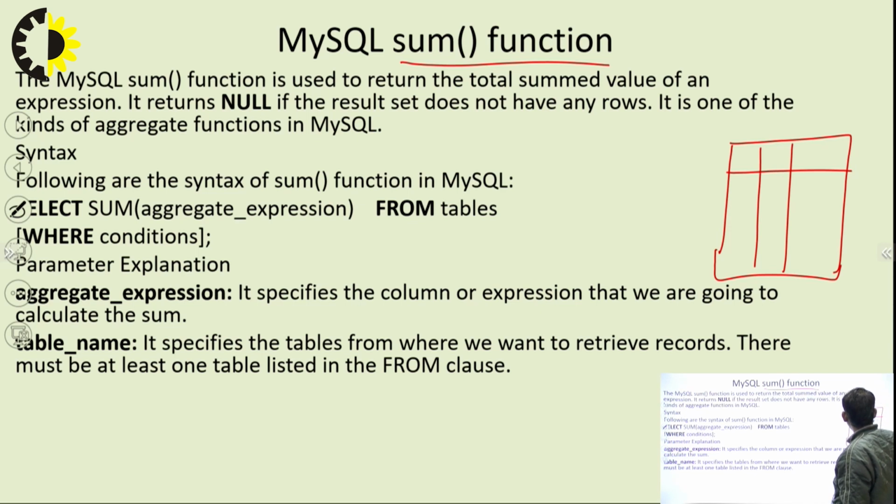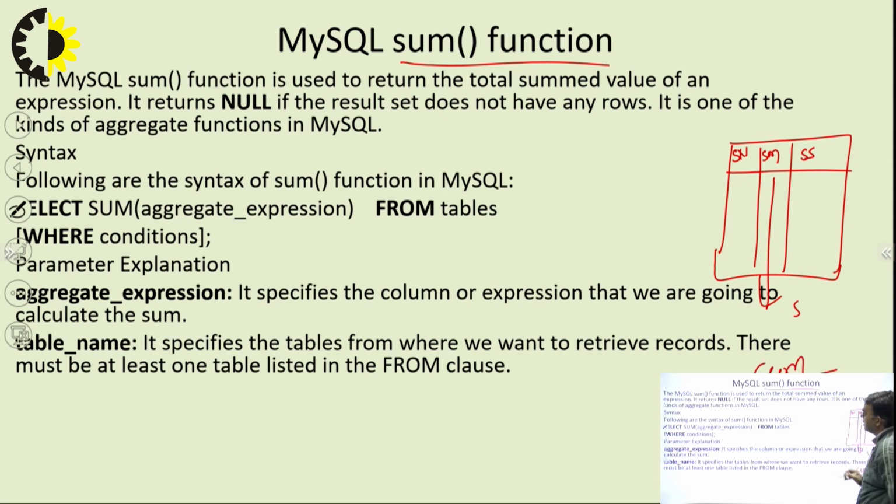Let's suppose it's a student table. Here, student name, student marks, student section. And someone wants to add the marks of a student. It means we want to add a particular column. Here there are 3 attributes and we want to add the student marks. Then we have to apply which function? We have to apply the sum function.